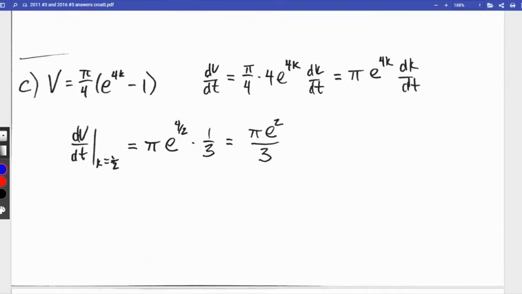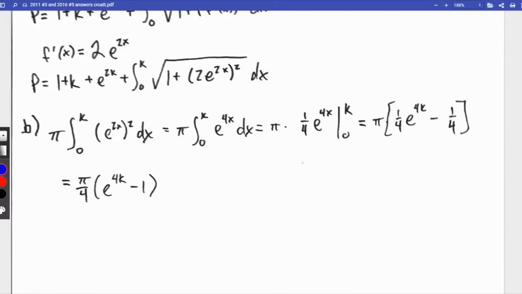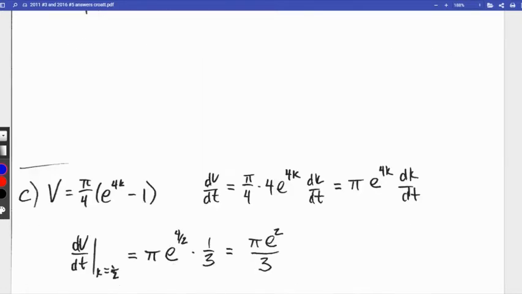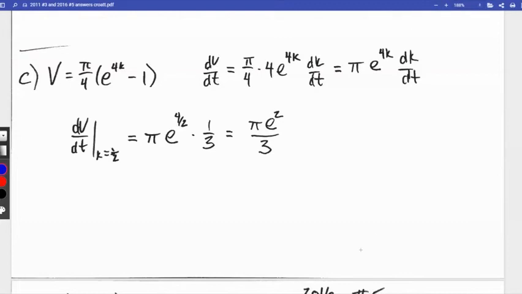Part C, they snuck in a related rates question. We've got volume. The answer that we got on part B, our volume, was this, pi over 4 times e to the 4k minus 1. And they said find, let's see, dV/dt when k is equal to 1/2, and dk/dt is 1/3.